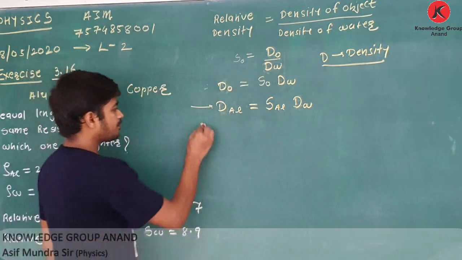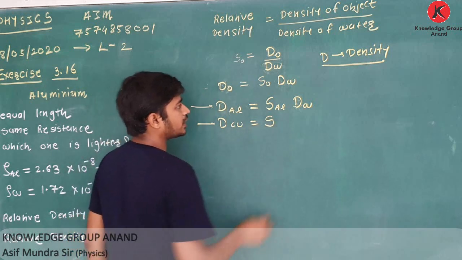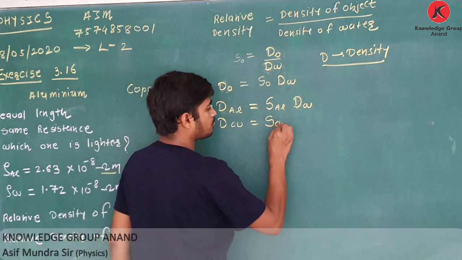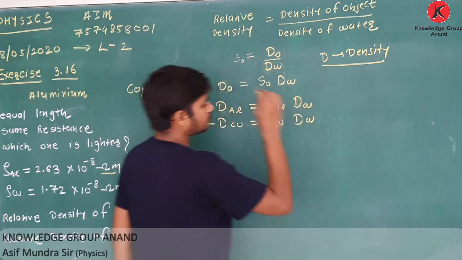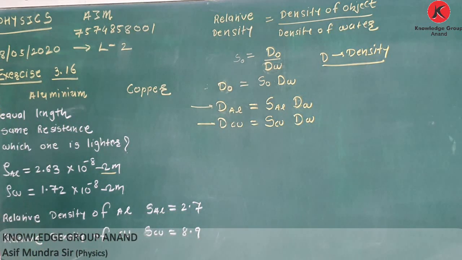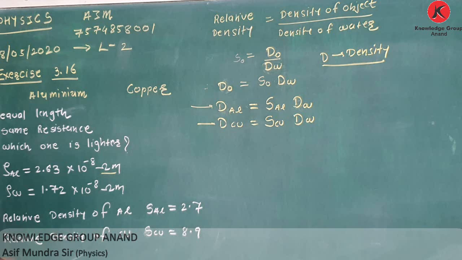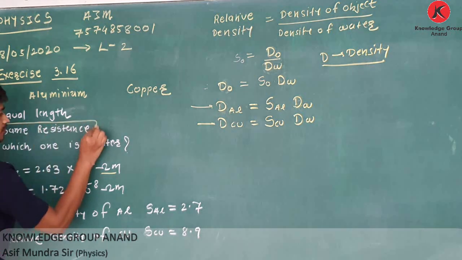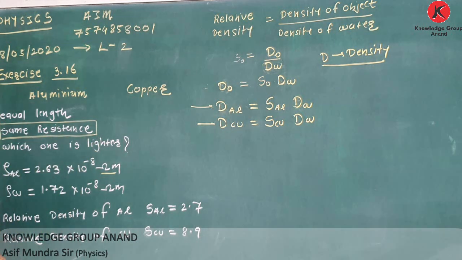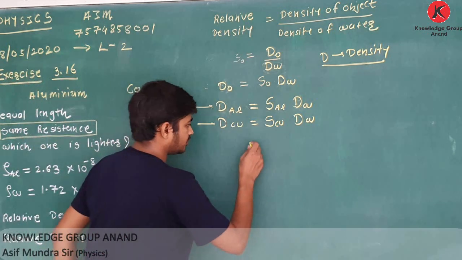Okay, similarly, density of copper is equal to specific density of copper times density of water. Clear about this? Okay, now you have to find which one is lighter, which means you have to take the ratio of mass. Now how to introduce mass? See, you are given one condition, same resistance. So I can write same resistance like this.